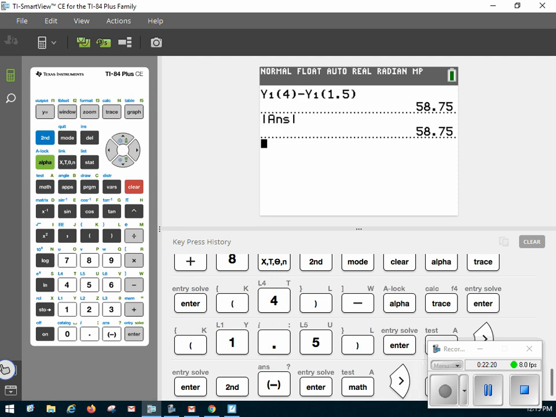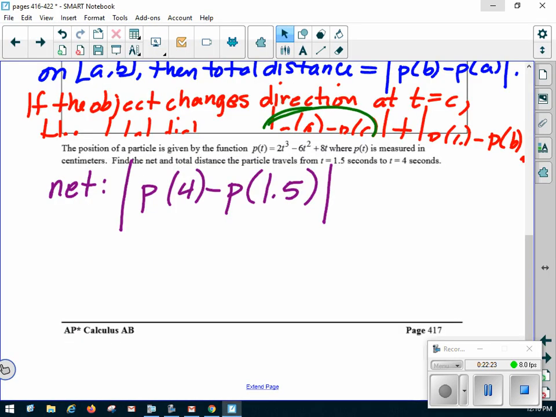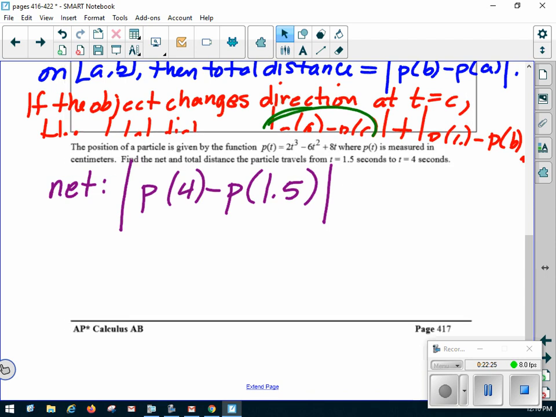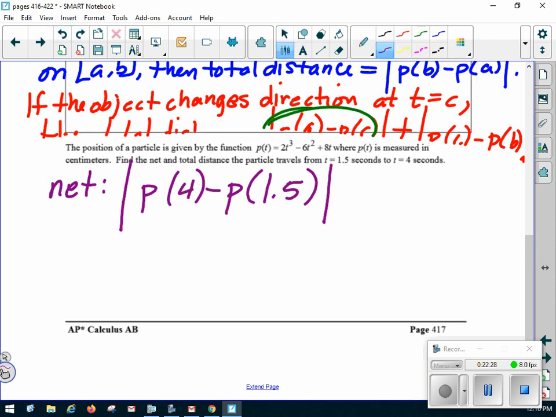Questions? So what do we know about the net distance? Net distance is going to be 58.75 centimeters. Total distance: what do we have to know? When what equals 0? I need to know if the velocity ever changes direction. That's what I need to know. How do I determine that?